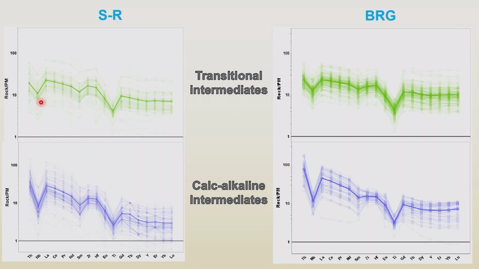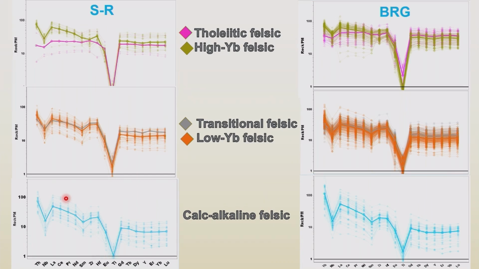niobium anomalies tend to be lower, but when we go to the calc-alkaline, the profile tends to be steeper, the niobium anomaly is really high, and there are high concentrations in thorium and lighter rare earths. So when we observe the felsic groups on both sides, let's focus on the first two.